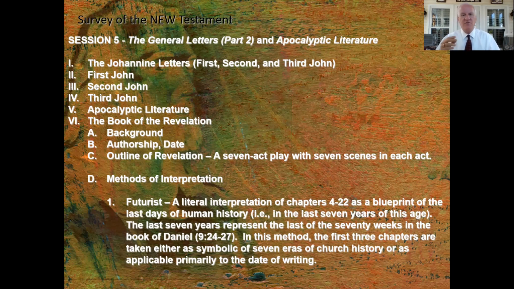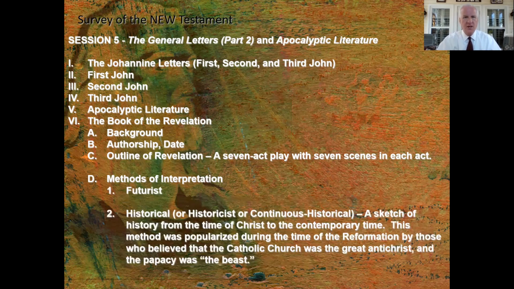So in other words, the first 3 chapters dealing with the 7 churches either are considered to be symbolic of different kinds of churches, or are taken to be 7 stages of the church's history, or it's taken to be just applicable to those 7 churches in the first century, but not beyond. But basically, chapters 4 through 22 are seen as a blueprint for how the world is going to end.